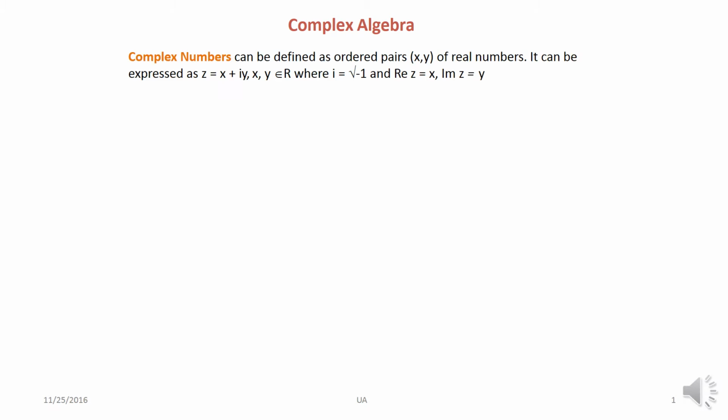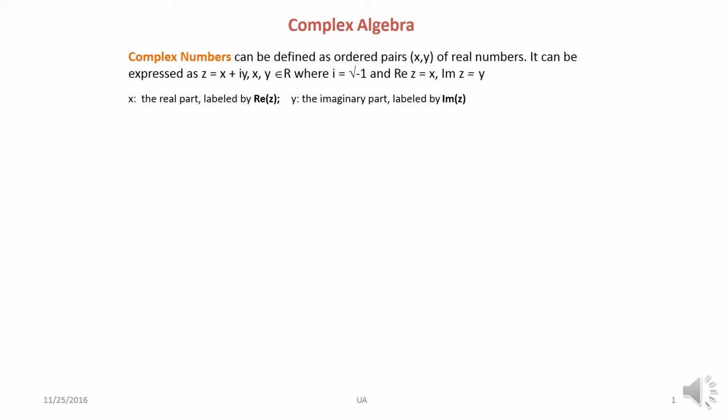Complex numbers can be defined as ordered pairs (x, y) of real numbers. It can be expressed as z = x + iy, where x, y belong to R, and i is an imaginary number, i = √(-1), that is, i² = -1. Real of z is equal to x and imaginary of z is equal to y. So this is the definition of a complex number, and this is the way we can write it down.